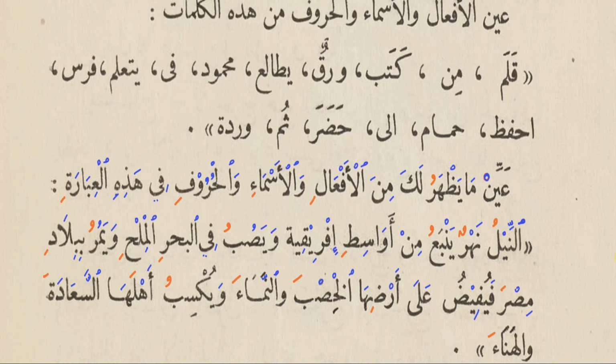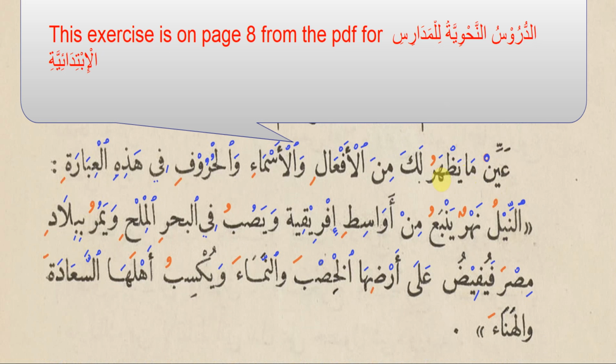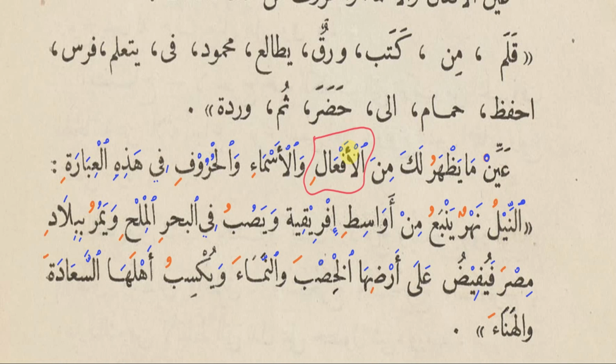Here is the exercise. It says عين ما يظهر لك من الأفعال والأسماء والحروف في هذه العبارة. So here they're asking us to find or point out the verbs الأفعال. This is the plural for فعل, or the verb. والأسماء, the nouns. إسم, this is the plural for إسم, الأسماء. والحروف, and the letters. We talked about the meaning letters.